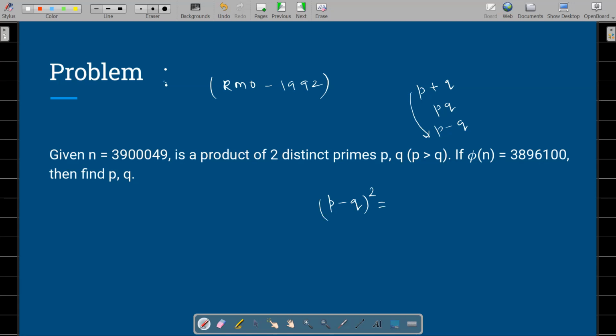Anyway, it's not relevant here right now. So (p minus q) squared is (p plus q) squared minus 4pq.